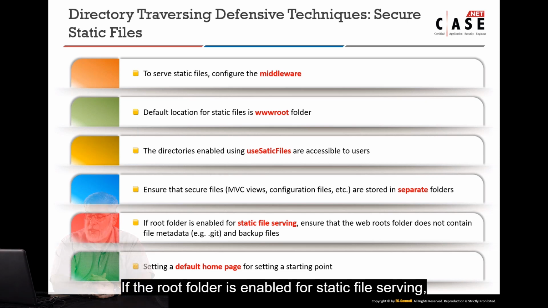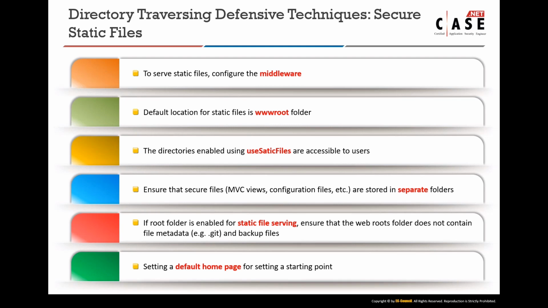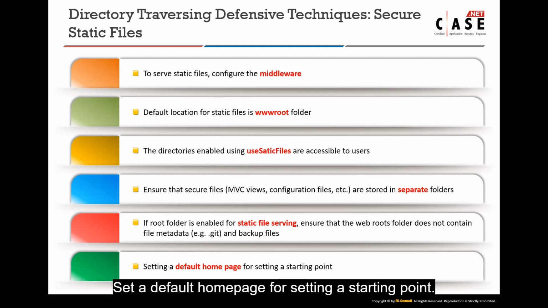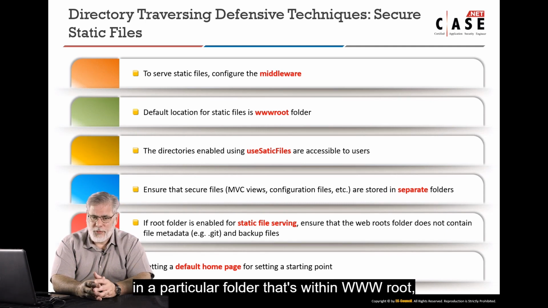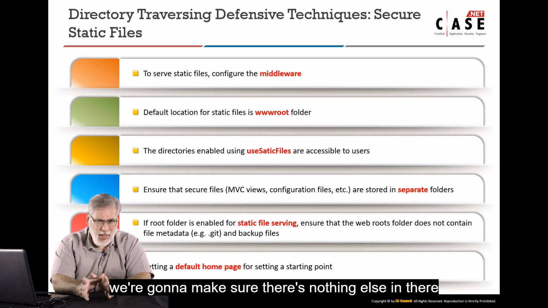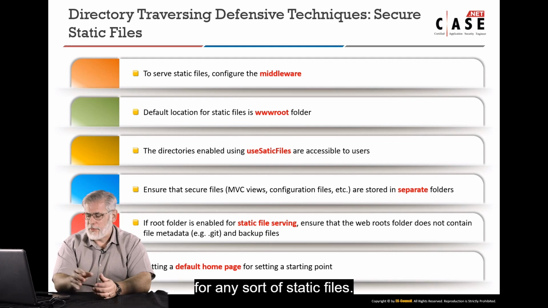If the root folder is enabled for static file serving, ensure that the web root's folder doesn't contain any metadata or backup files or things of that nature. Set a default home page for setting a starting point. So we're going to put all of our static files in a particular folder that's within www root. We're going to make sure there's nothing else in there, and we're going to make sure that that's the home page for any sort of static files.